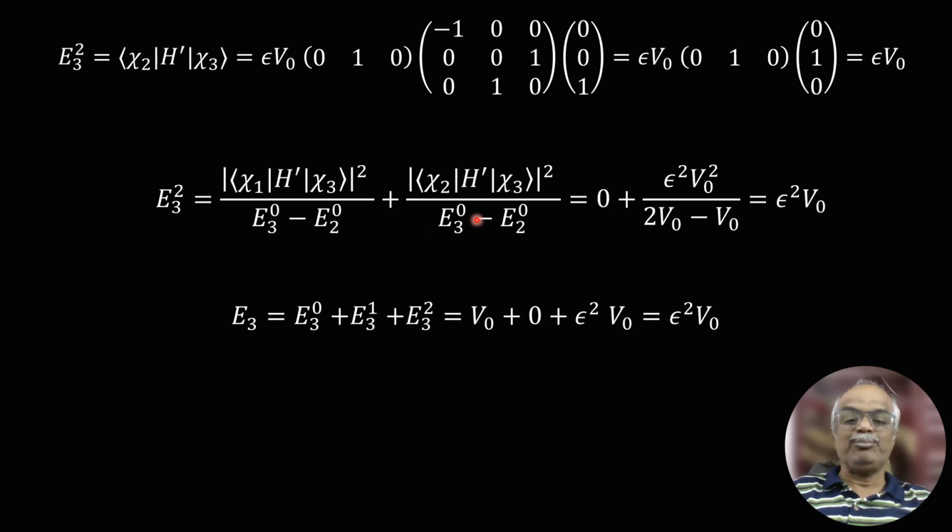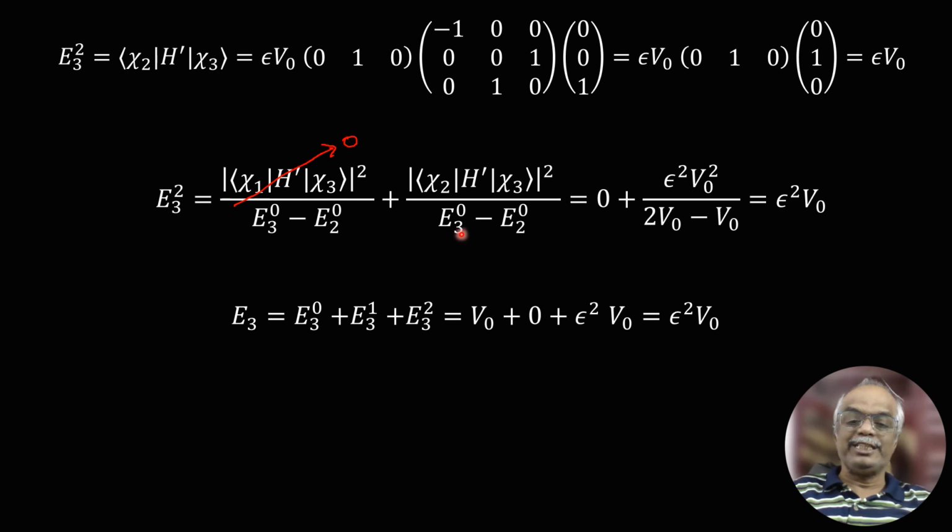So you add both. In the first case we have seen this is 0. In the second case we have seen this is epsilon v naught. That means epsilon squared, you have to take the modulus squared. Epsilon squared v naught squared.